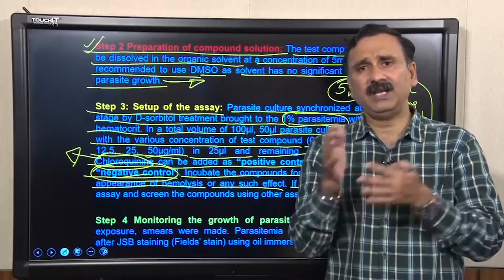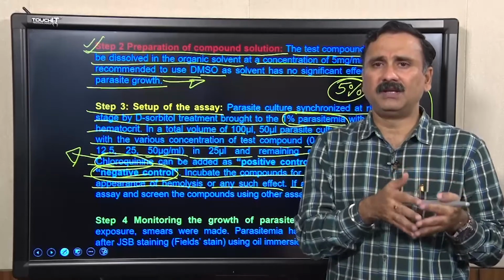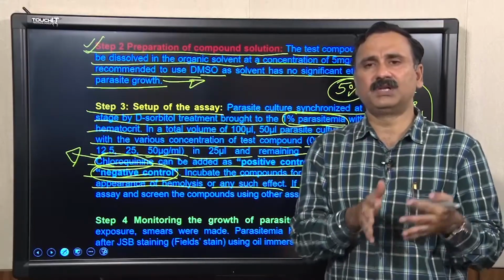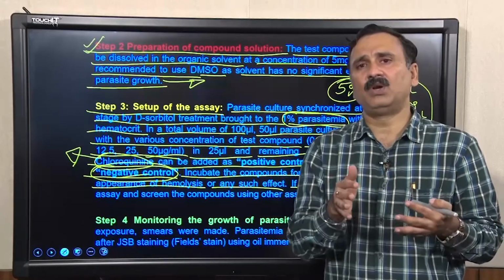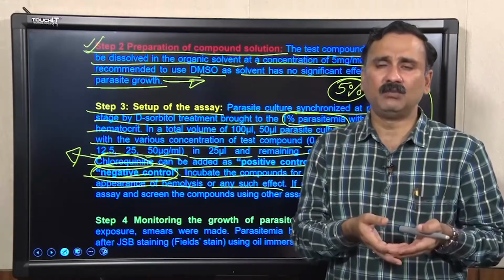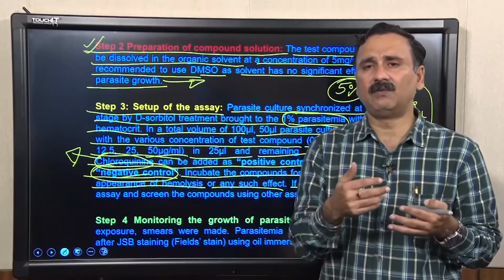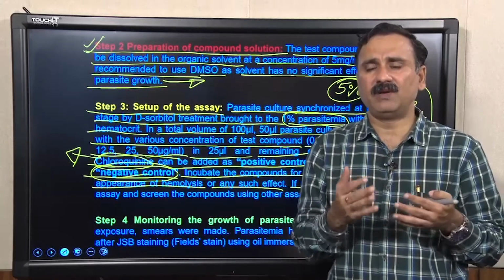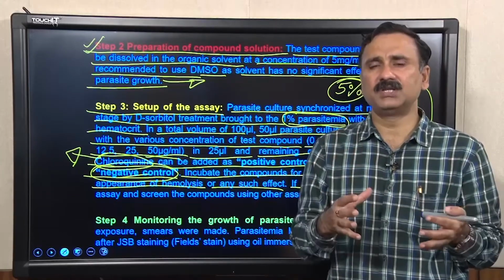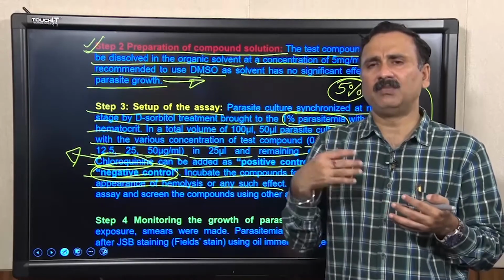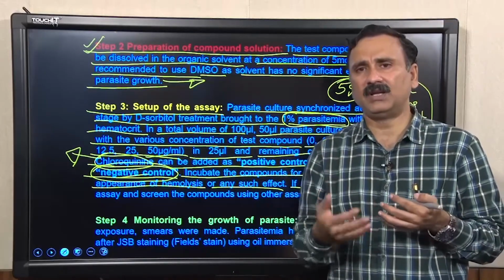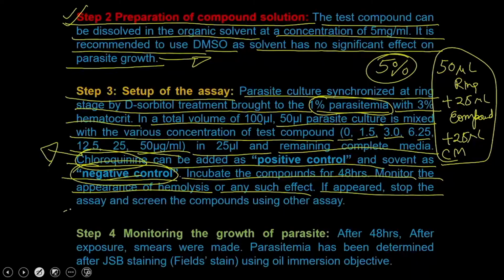So, if you have any hemolysis, if there is any lysis of the RBCs, then you have to stop the reactions, and then you have to investigate which component of your assay mixture is giving you the hemolysis. Sometimes the osmolarity of the different compounds interferes with the osmolarity of the complete reaction, and that is how it is causing the hemolysis. So, sometimes you may have to change your buffer systems to take care of that. But otherwise, if you do not see any hemolysis, then you can go on to the next step and monitor the growth of the parasite.